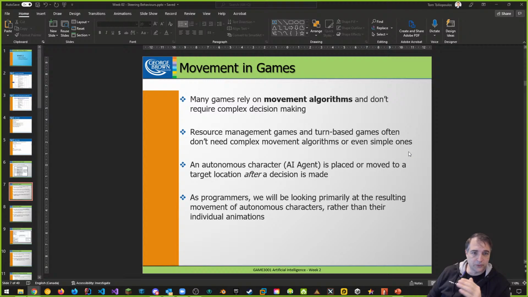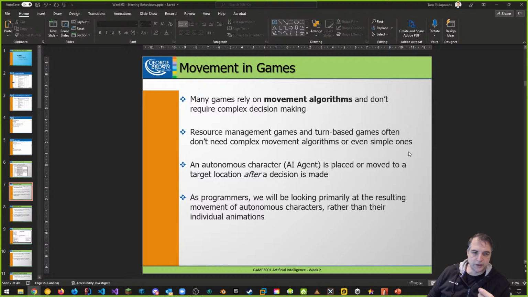And the idea with this is, we move the autonomous character to a location after a decision is made, or I've detected the player using line of sight or some other sensing mechanism. And the idea for us is, we're really thinking about the resultant movement of our autonomous characters rather than their individual animations.